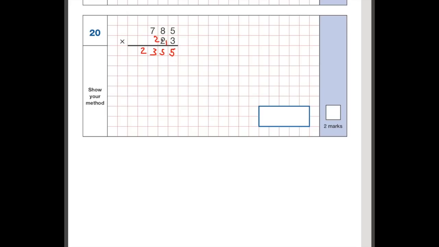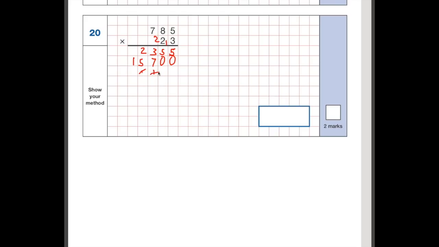And now we've moved on to the tens column. We've done 3 times 785. That's our answer there. Because we've moved on to the tens column, we're no longer multiplying by units. We need to put a 0 in. So 2 times 5 is 10. So I put my 0 for 10, and I carry the 1. 2 times 8 is 16. Add the 1 is 17. Carry the 1. 2 times 7 is 14. Add the 1 is 15.